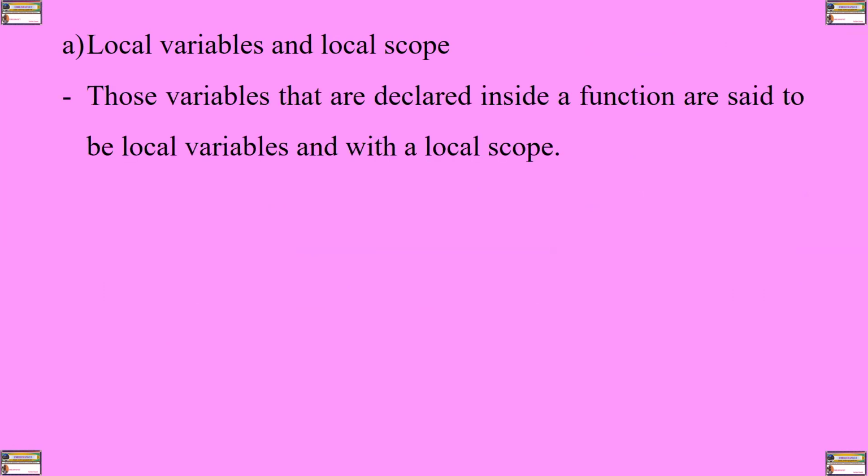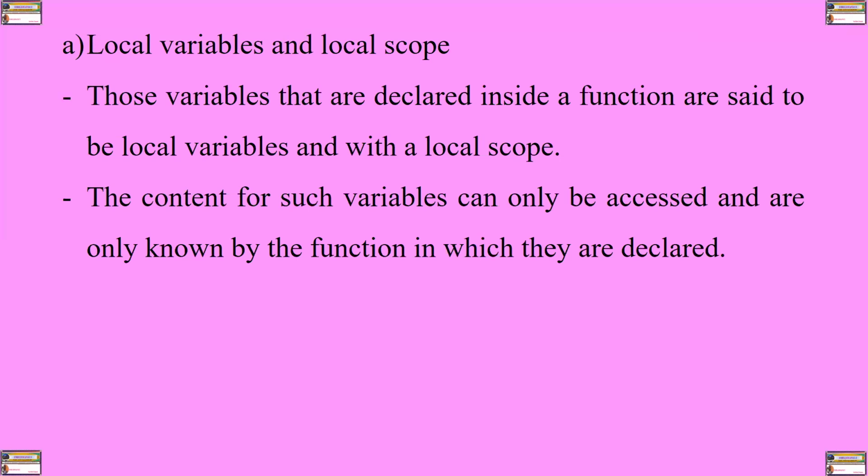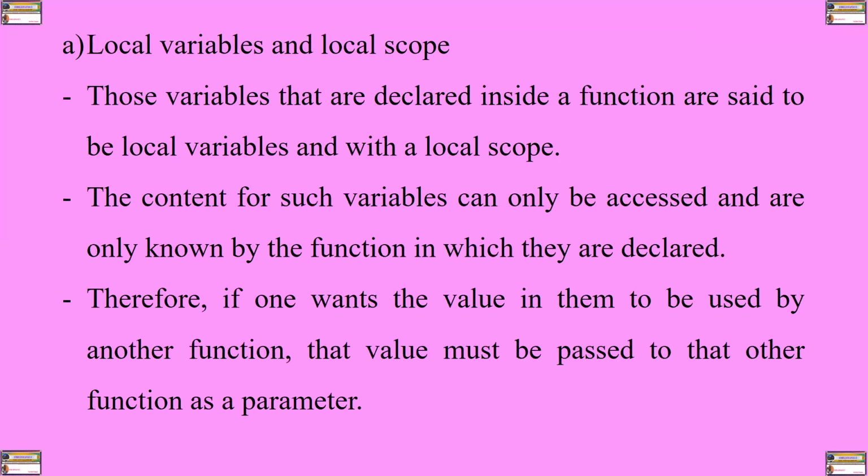So, what are local variables and what is local scope? The local variables are those variables that are declared inside a function and are assigned to be local to that function, and therefore are assigned to have what we call a local scope. The content for such variables can only be accessed and are only known by the function in which they are referenced. Therefore, if one wants a value in them to be used by another function, that value must be passed to that other function as a parameter.